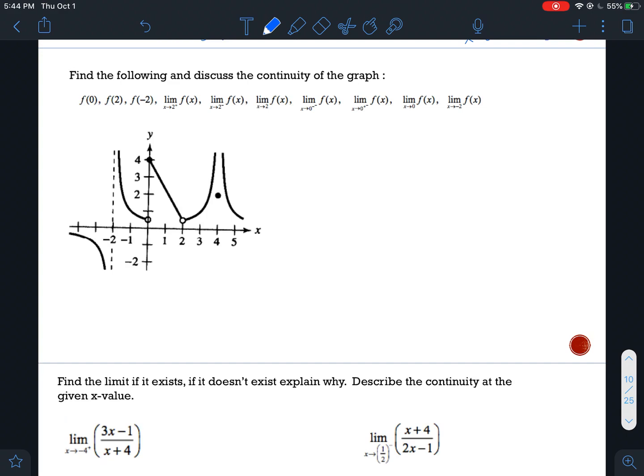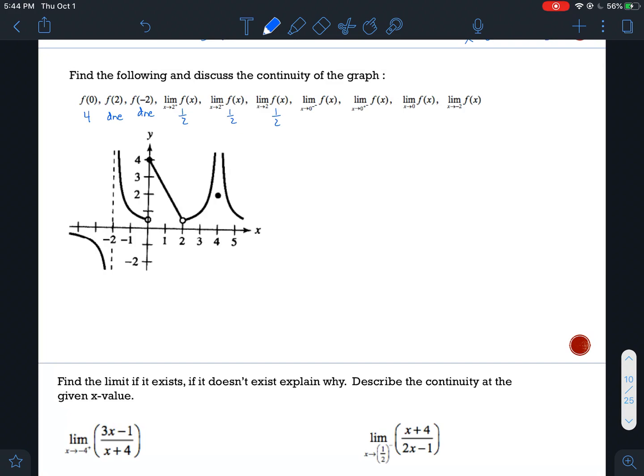So f of 0 is 4. f of 2 does not exist. There's no point at f of 2. f of negative 2 doesn't exist because there's an asymptote. The limit as x approaches 2 from the right looks to be about 1/2. The limit as x approaches 2 from the left also looks to be about 1/2. So since both the left-hand and the right-hand limits are going to 1/2, the limit as x approaches 2 is 1/2.